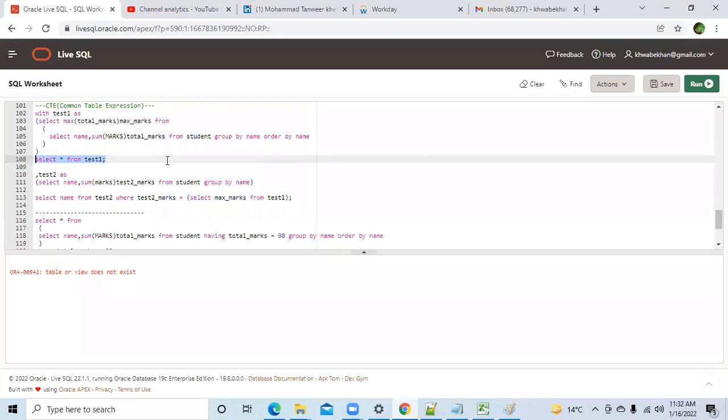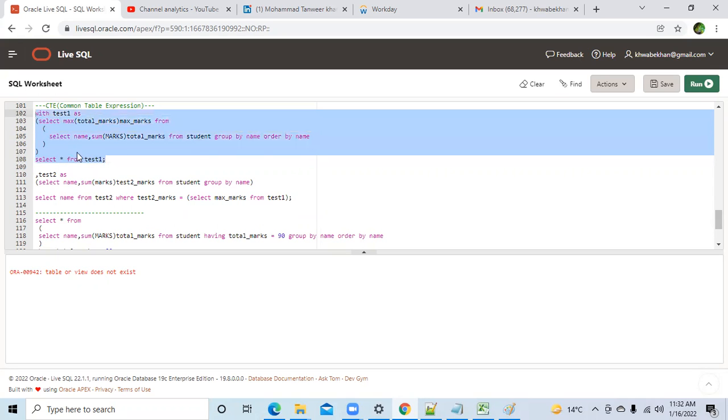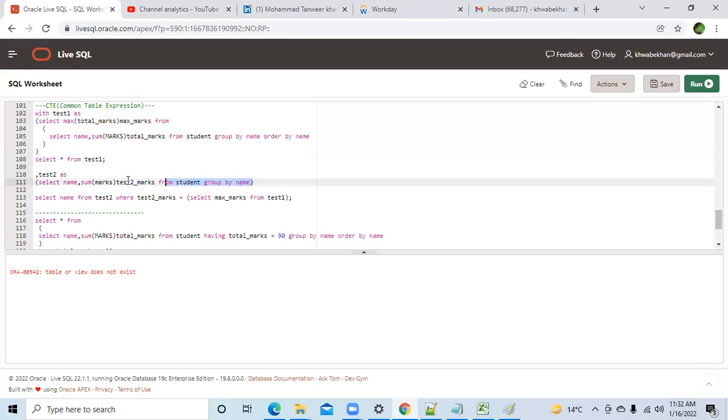Table or view does not exist. Is that clear? So it is temporarily storing the value, and you have to run all this together. Then only SQL will understand that this test one is coming from this logic. The user has created a temporary bucket named test one, and the output of this query the user wants to put in it. Clear? Okay, very good. So now this is test 2.